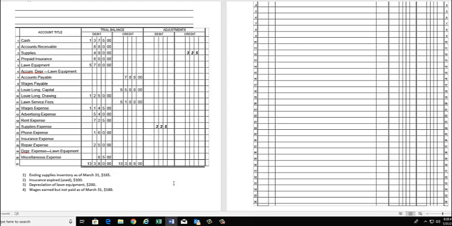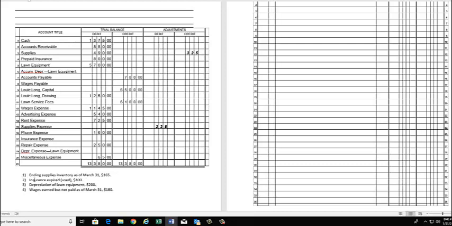So some steps to remember: number one, find the amount that got used up in the account. In the case of these supplies, $325 got used up. That is the amount of our adjustment. The second thing is make sure that your debit goes to the expense account. So since we're talking about supplies, the debit goes to supplies expense. Okay, let's move on to insurance.